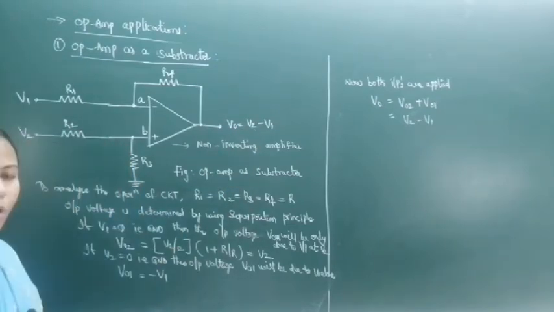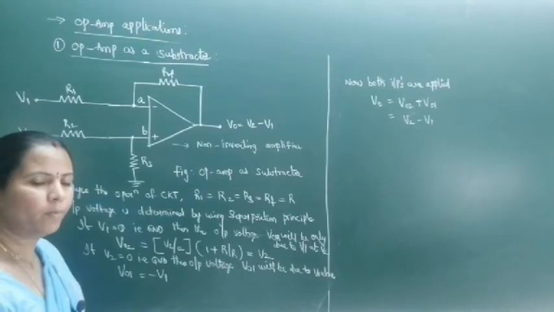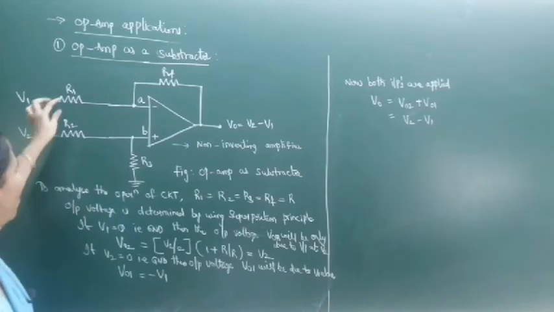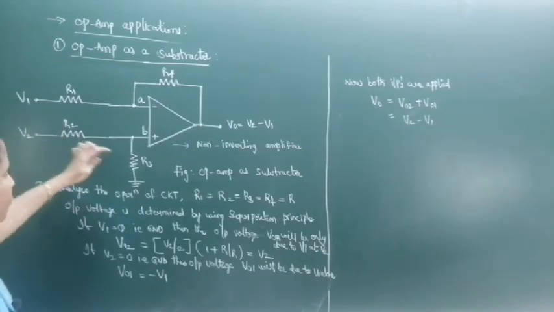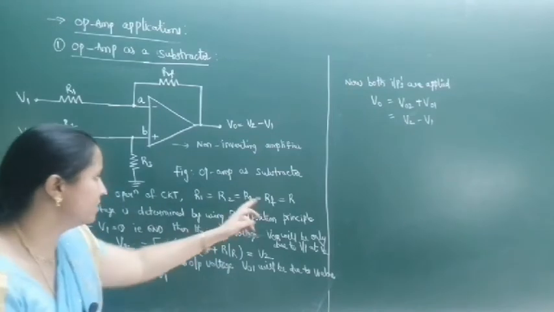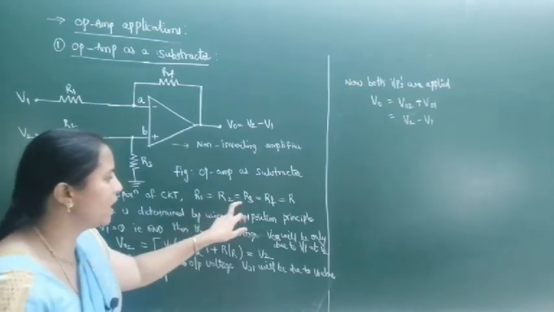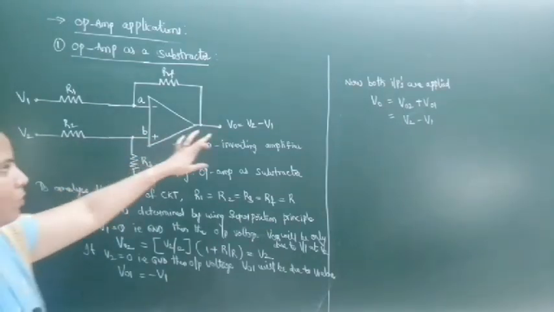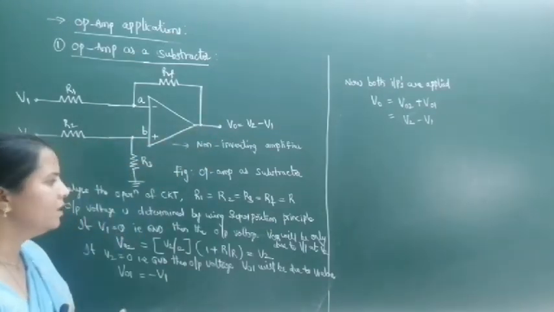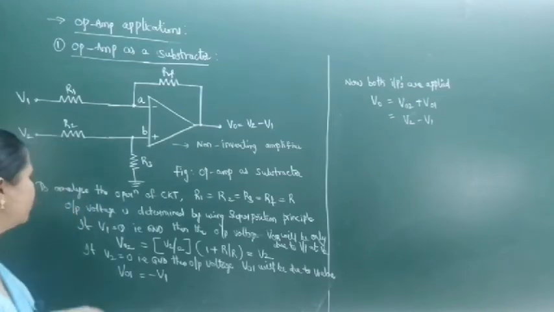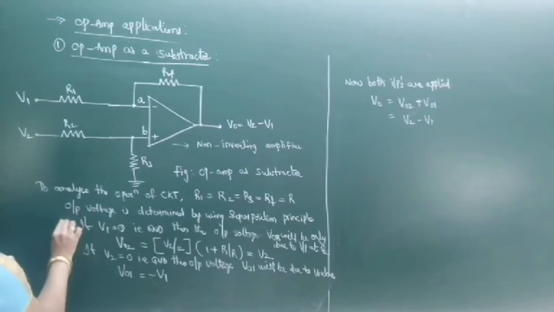To analyze the operation of the op amp as a subtractor, we take all the resistors R1, R2, R3 and the feedback resistor RF as R. That is, R1 equal to R2 equal to R3 equal to RF equal to R. The output voltage is determined by using the superposition theorem principle. So this is the first condition.